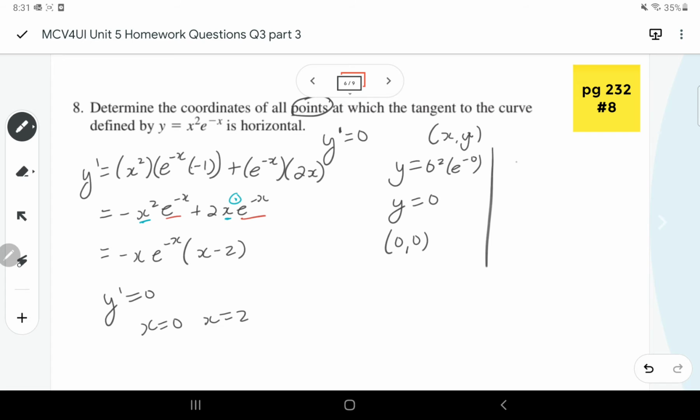If x equals negative 2, or positive 2, pardon me, y equals 2 squared e to the negative 2, so that's 4 times 1 over e squared, or 4 over e squared. So this point, x is 2, y is 4 over e squared. Or you could put 4e to the negative 2, that's fine as well.